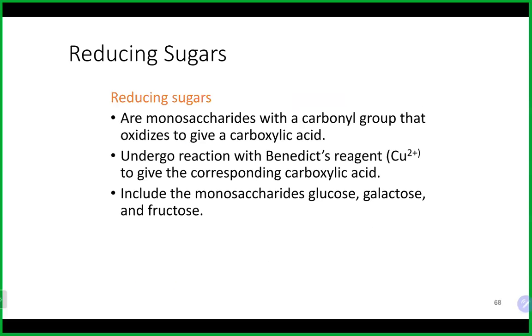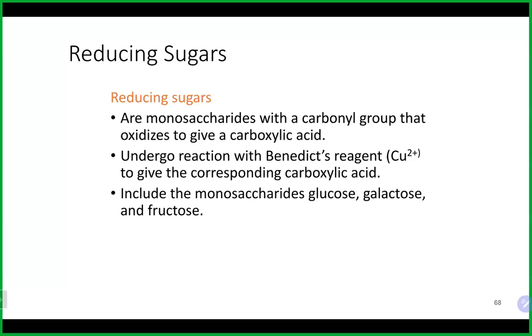Now, a lot of these are referred to as reducing sugars, and these are monosaccharides with carbonyl groups that can oxidize to give the carboxylic acid. Because they're reducing sugars, they can undergo a reaction with Benedict's reagent, and it will give a positive result for that. They include pretty much the monosaccharides glucose, galactose, and fructose. Also some of the disaccharides as well.